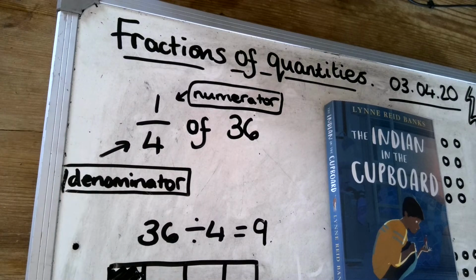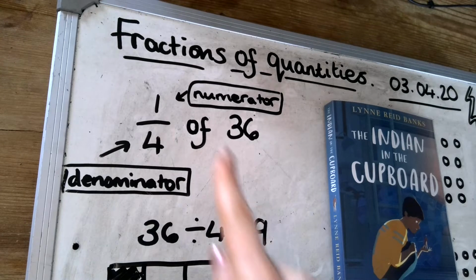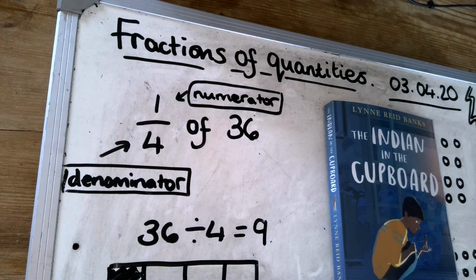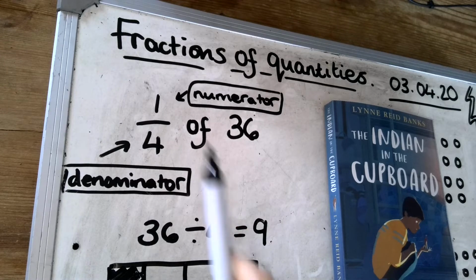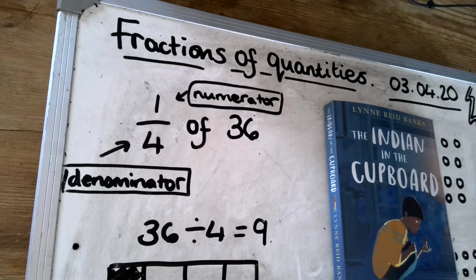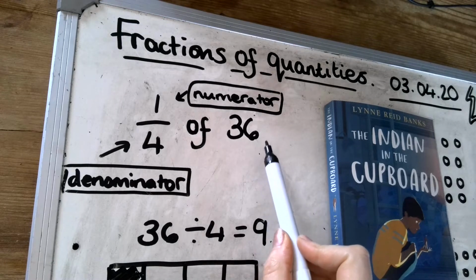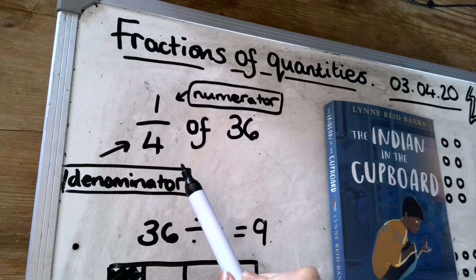Your maths task today was to find fractions of quantities where the numerator is more than 1. So just to recap on yesterday's learning, you were asked to find fractions of amounts or fractions of quantities where the numerator was always 1. And I asked you to make sure that you were dividing the whole amount by the denominator.